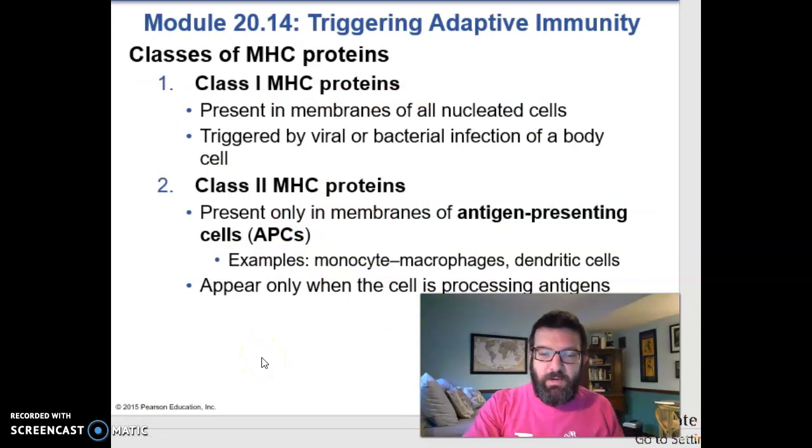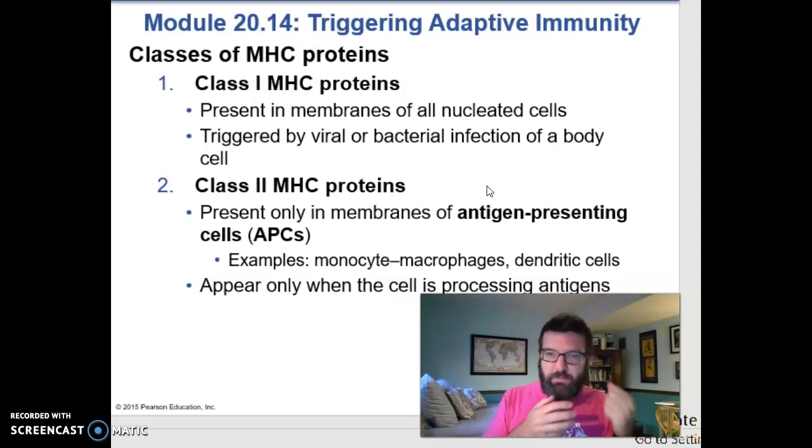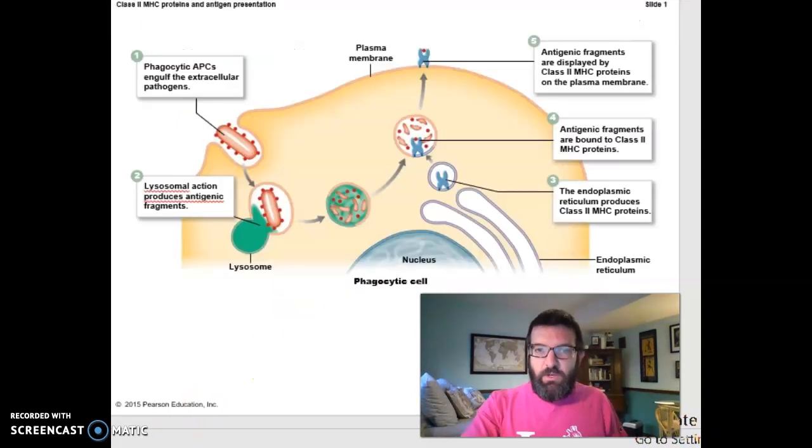MHC2, or major histocompatibility complex 2 proteins, are only found in the membranes of those antigen-presenting cells, right? Those macrophages that eat up pathogens and cut them up into pieces and display those parts on the outside to helper T cells. So here we have a macrophage that's eaten a bacterium, broken it up, taken some of those proteins, and placed them on the outside in that MHC2 to display to a helper T cell to see if it happens to be the antigen that helper T cell is looking for.